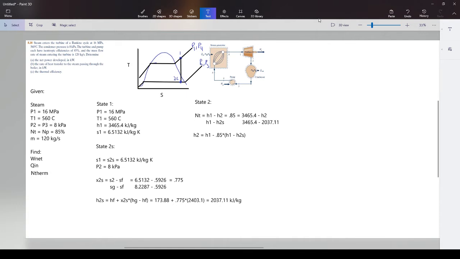And if you do this, which I will do in just a second, you will get H2 equals 3465.4 minus 0.85 times 3465.4 minus 2037.11. You get 2251. So I will put that out here.